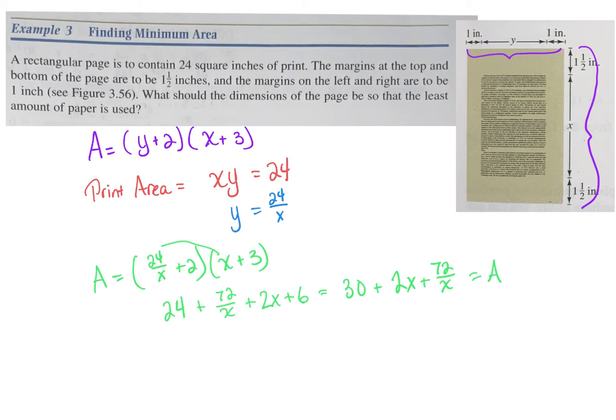And so I can just take the derivative of that. It looks menacing, but it's not. So if I take that derivative, my 30 goes away, right? It's just a constant. This becomes just 2. This is 72x to the negative 1, right? And so it just becomes negative 72x to the negative 2, or x squared. I would actually write it like this. All right. And then solve for 0. Subtract your 2. Again, it looks more menacing than it is.